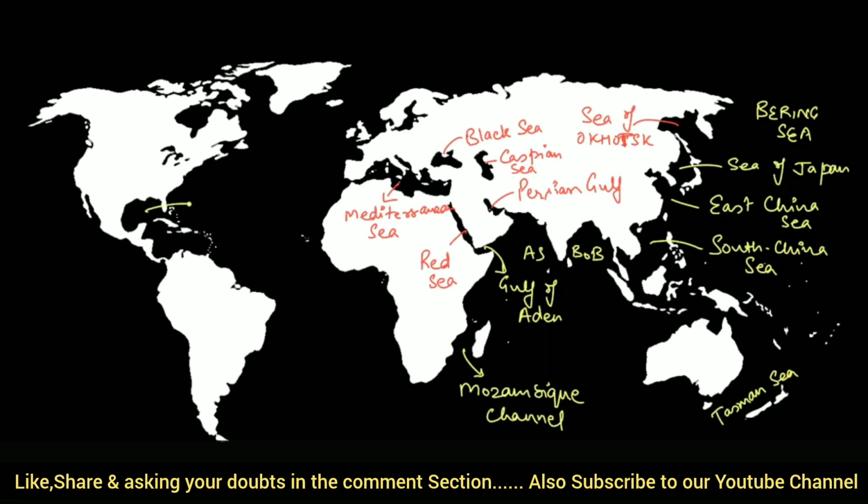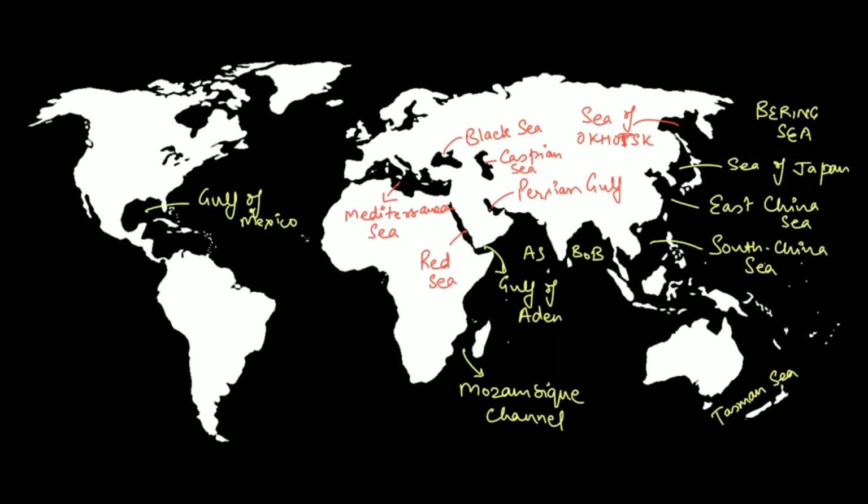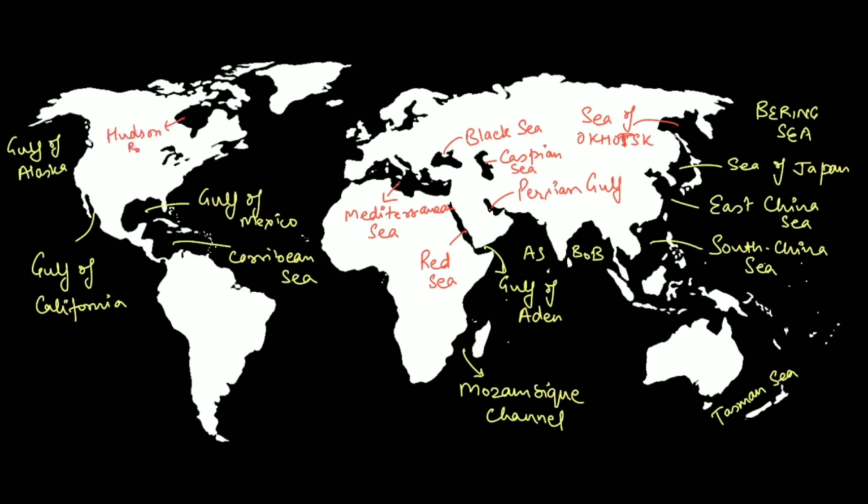Now this is the Gulf of Mexico, the largest gulf in the world, whereas this is the Caribbean Sea. This is the Gulf of California, and this is the Gulf of Alaska. In Canada, we have the Hudson Bay. Now these are the famous 5 lakes of Canada and USA. We'll look at them in the North America mapping video.